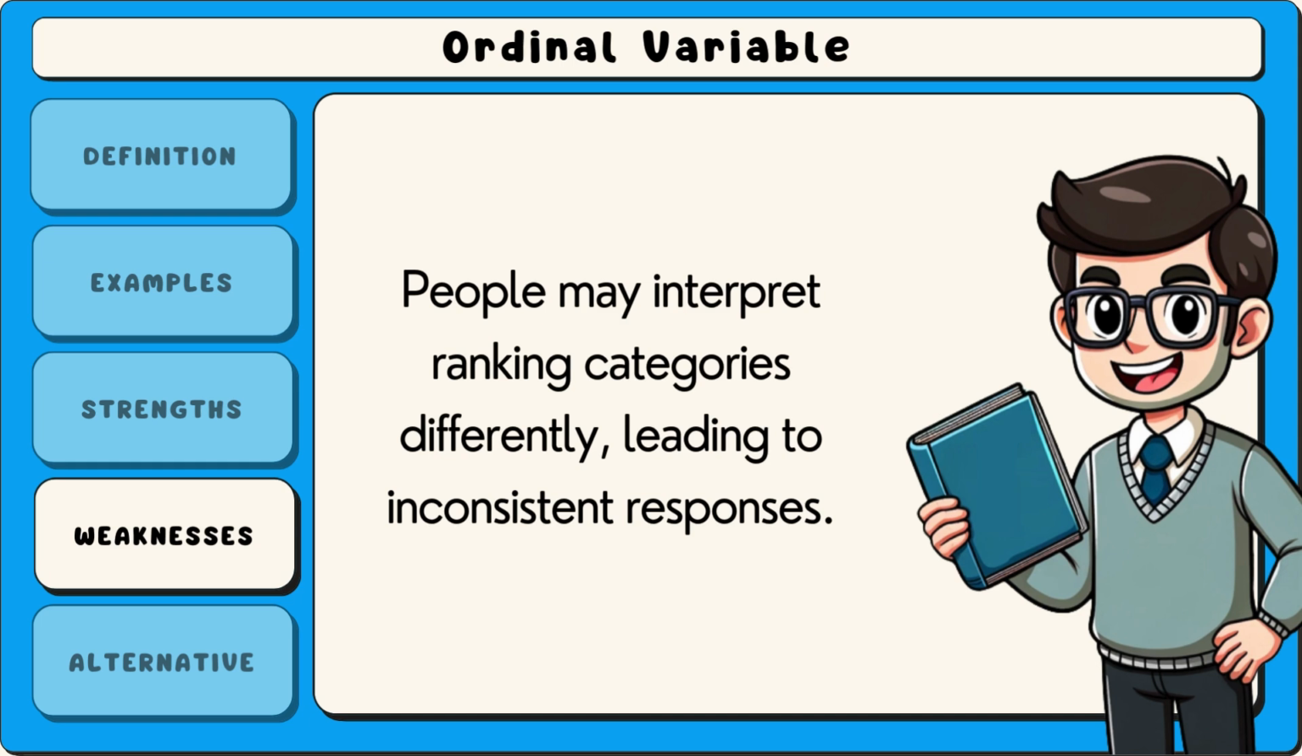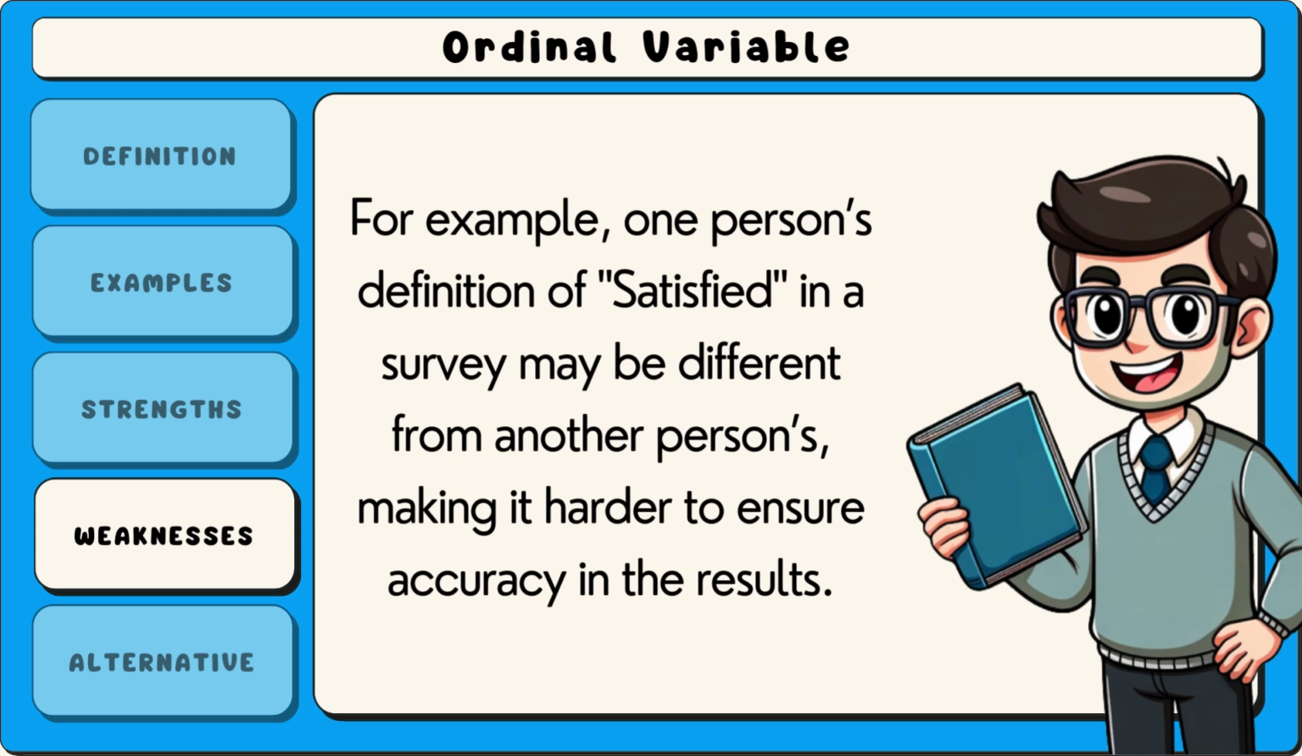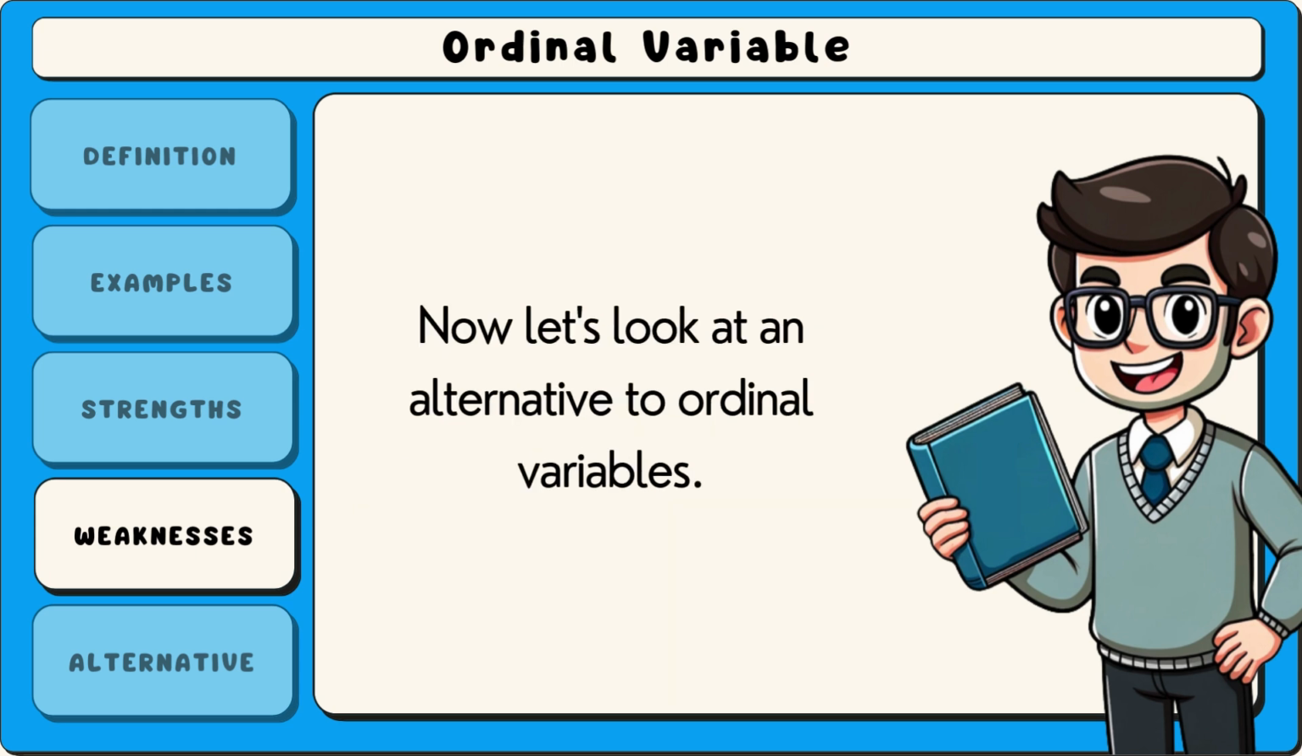People may interpret ranking categories differently, leading to inconsistent responses. For example, one person's definition of satisfied in a survey may be different from another person's, making it harder to ensure accuracy in the results. Now let's look at an alternative to ordinal variables.